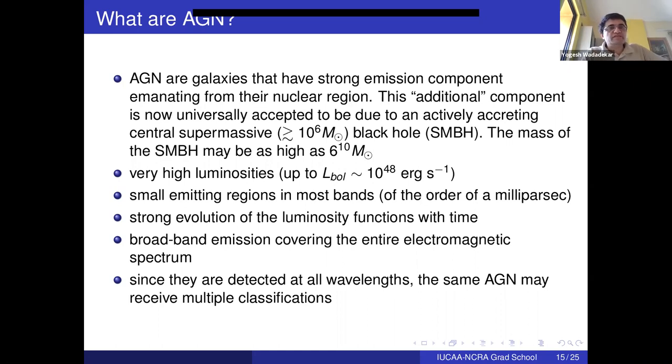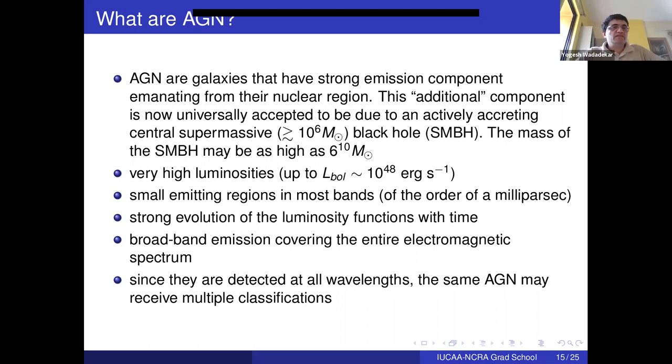These emitting regions are very small in most bands. Except for the radio band, where you see very, very extended manifestations of the active galactic nucleus, in most cases, what you see as emission in most of the other bands, like the optical band or the X-ray band, is coming from a very, very tiny region of the order of a milliparsec.